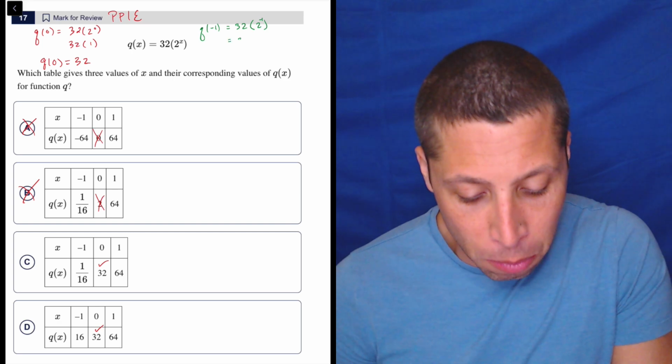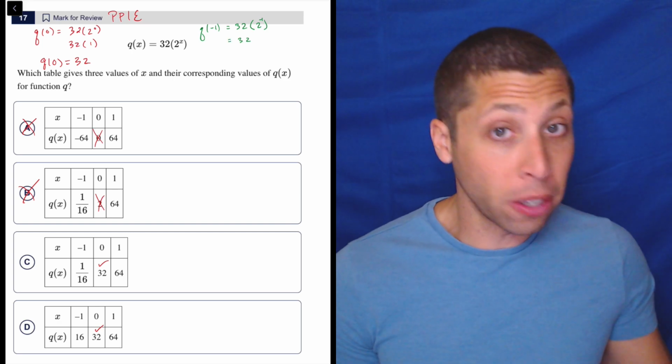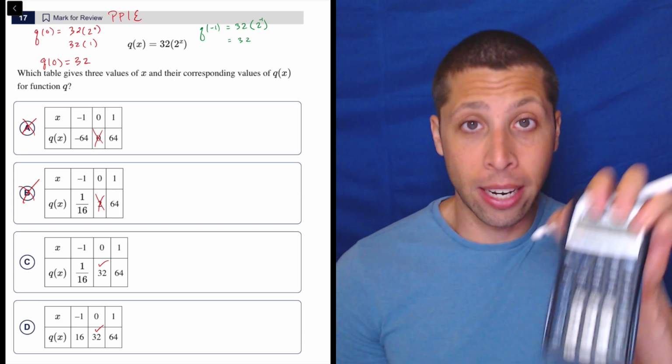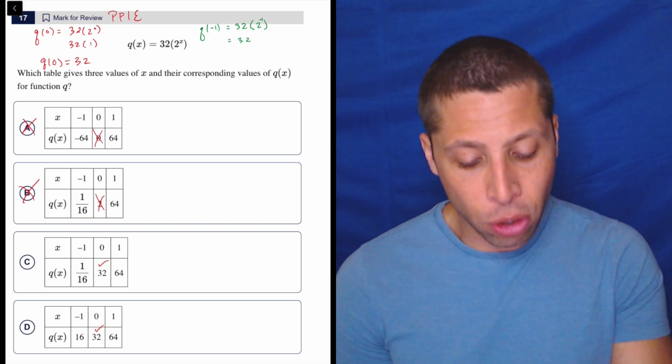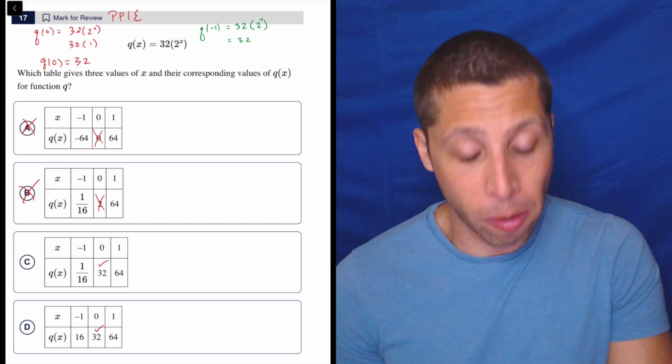So the problem with this is most people forget what 2 to the -1 is. You can put it in your calculator. You can put it in a regular handheld calculator. You can put it in Desmos. I'll show you another way to do it in Desmos in a second. But 2 to the -1, you probably want to remember this.